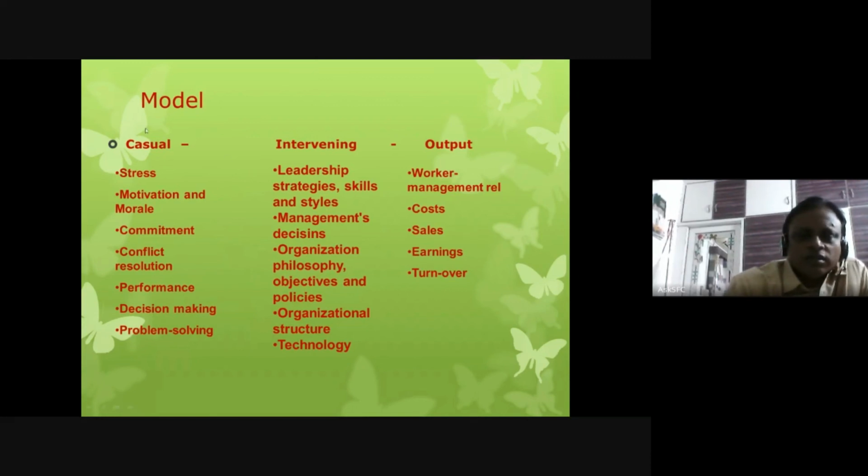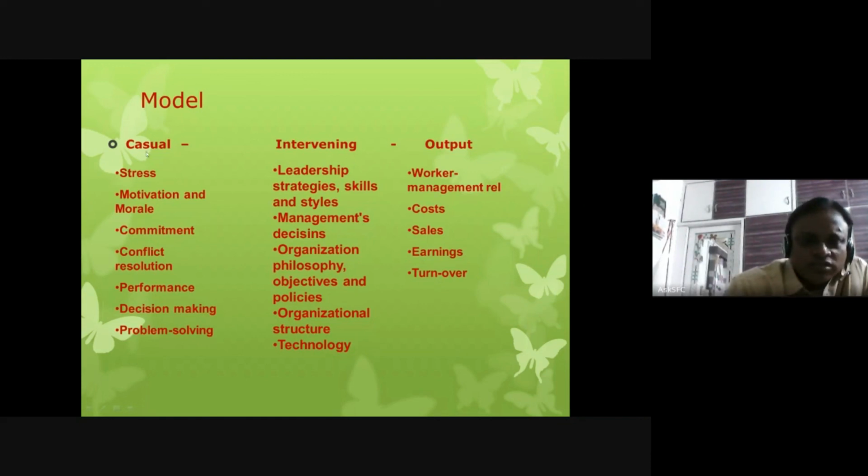First, the causes. What are the causes of effectiveness? Then, what interplays between the causes and the effectiveness? There is something called intervening variables. All these are called intervening. We saw them just before; these are the causes which can indirectly contribute to effectiveness. In the last column, you can see effectiveness, also called output, which includes worker-management relationships, costs, sales, earnings, and turnover. All these are dimensions of effectiveness according to this model.